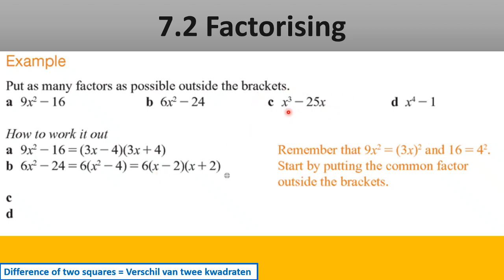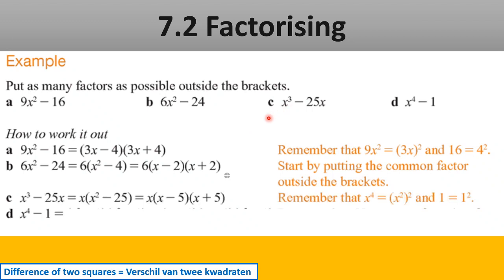C, you're going to do exactly the same thing, but in this case there is not a number that is a common factor, but a letter. In this case the common factor is x. So first get the x outside of my brackets. I'm left with x squared minus 25, which is x minus 5 times x plus 5. Don't take a look at this sentence yet, that is needed for exercise D.